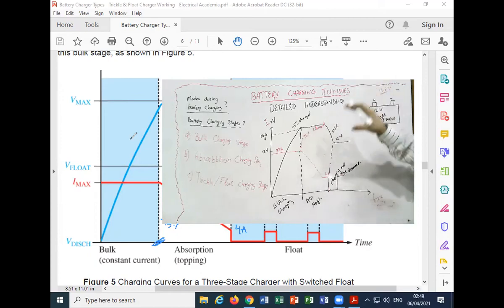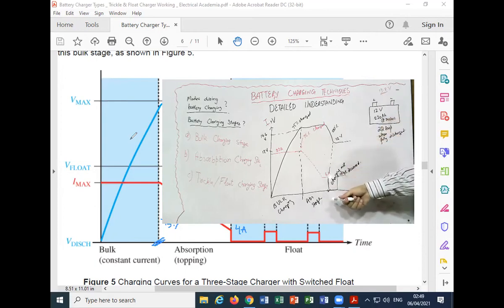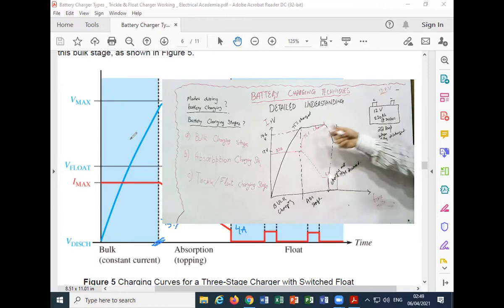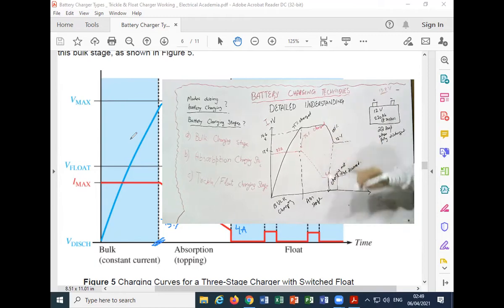So what does the battery charger do? It protects the battery. When the battery is at the end of the absorption state, the battery charger disconnects the battery. But what is the trickle stage? The battery charger starts charging again, and obviously the battery is fully charged, so it will draw 4 ampere current and it will disconnect again.